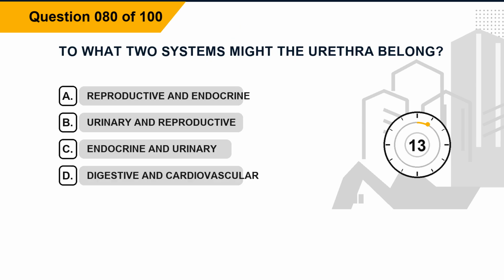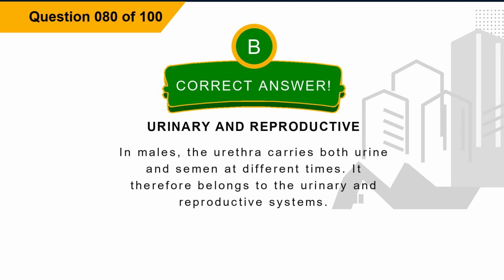Question 80. To what two systems might the urethra belong? Option A, reproductive and endocrine. Option B, urinary and reproductive. Option C, endocrine and urinary. Option D, digestive and cardiovascular. The correct answer is option B, urinary and reproductive. Explanation: in males, the urethra carries both urine and semen at different times. It therefore belongs to the urinary and reproductive systems.